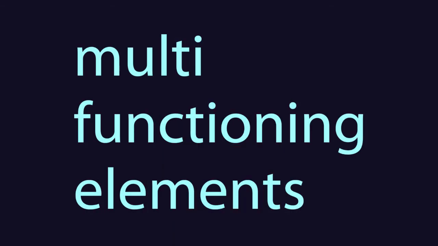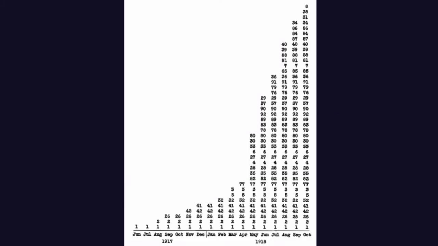Last, I'd like to show a few examples of multifunctioning elements in information graphics. This data visualization was completed with nothing but a typewriter and ruler and published at the end of World War I, and it shows the presence in the European War of divisions of the American Army and when they appeared in the war.